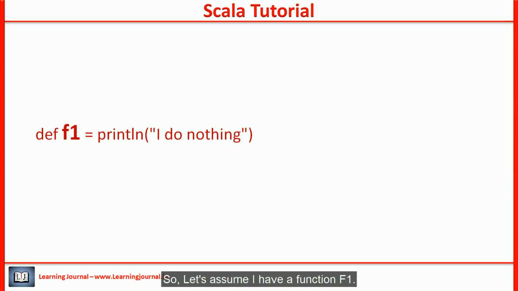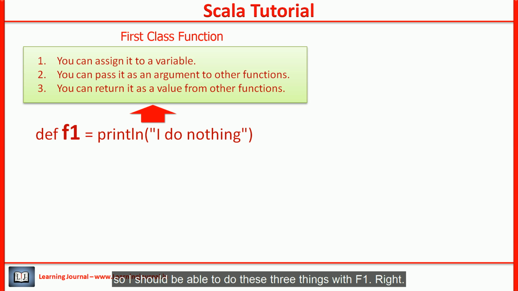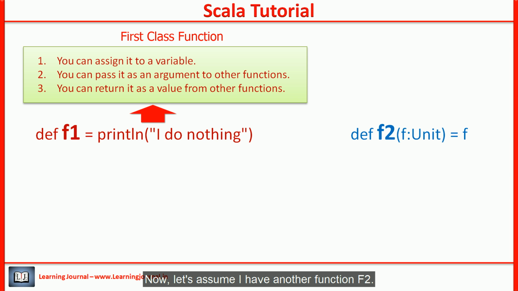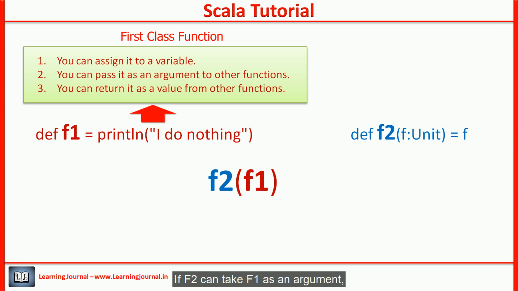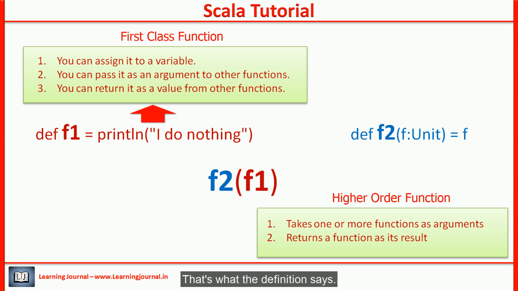So, let's assume I have a function f1. By default, f1 is a first class function. So I should be able to do these three things with f1, right? Now, let's assume I have another function f2. If f2 can take f1 as an argument, f2 is a higher order function, right? That's what the definition says.